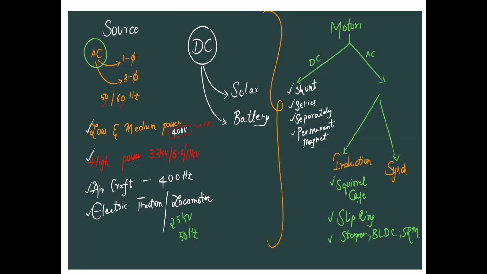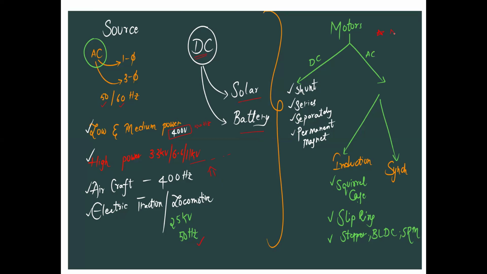And we have some high power, let it be 3.3 kilovolts, 6.6 kilovolts, 11 kV, 33 kV. In aircraft, we can use a supply that increases the frequency up to 400 Hz. Electric tractions, locomotives: in electric tractions or trains, we can use 25 kV lines, 50 Hz supply. Similarly, we can have some DC. Solar power and battery come under which category? DC.